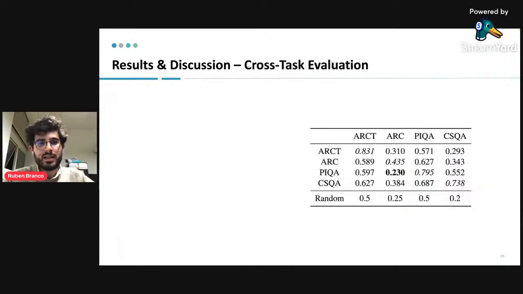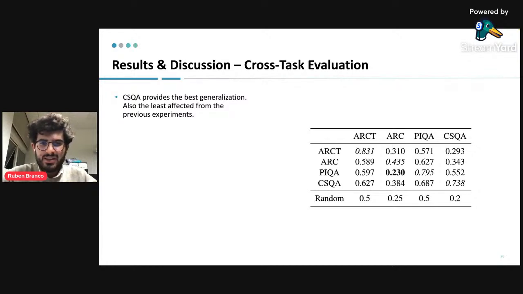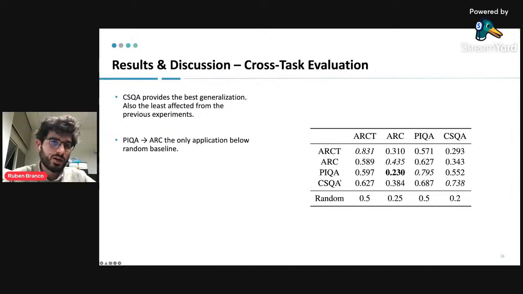Now we're almost finishing up here, so bear along with me. In the cross-task evaluation, the thing that we can really uncover from this is that Common Sense QA provides the best generalization, which is actually interesting because it is the least affected task from the previous experiments, which could mean that not being prone to shortcut learning leads to more generalization, and this could be an indication of very good data quality. And then the only one that went below random baseline is a model that was trained on physical interaction Q&A and then tested on the AI2 Reasoning Challenge, both tests being broken. And then the argument reasoning comprehension task was the weakest contributor, providing very low generalization power for the other tasks.